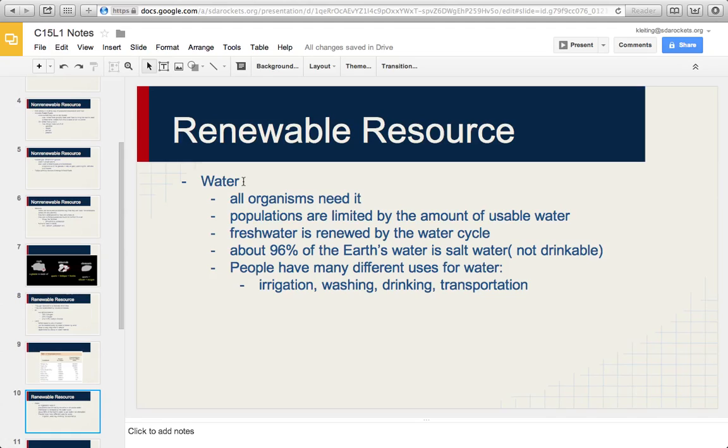Fresh water is renewed in that water cycle. Hopefully you remember that. About 96% of the Earth's water is salt water, so that's water that's not drinkable. We can't really use that for a whole lot. People have many different uses for water: irrigation, washing, drinking, transportation. We also have different setups to get water to us, right? Hopefully you've heard of the aquifer. We're lucky because we're right over top of one that supplies a lot of our drinking and groundwater.